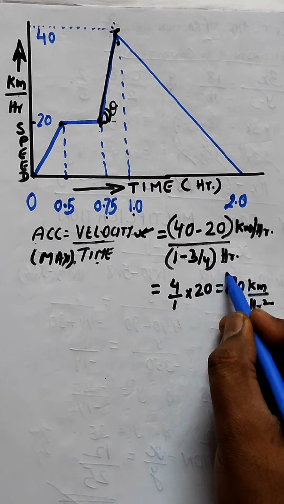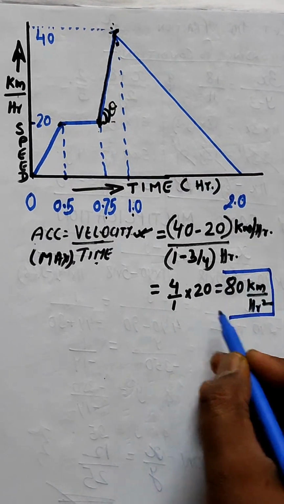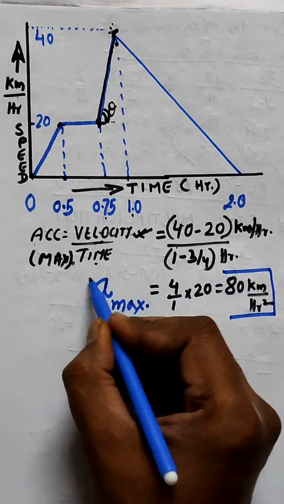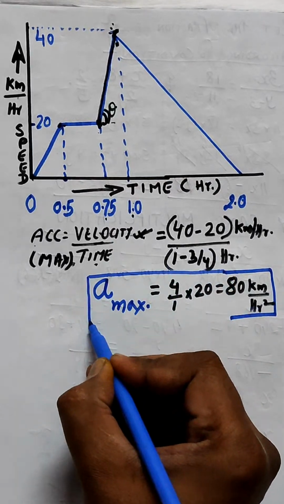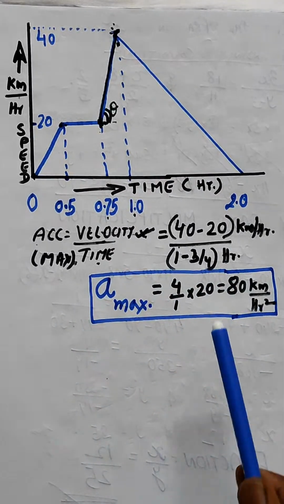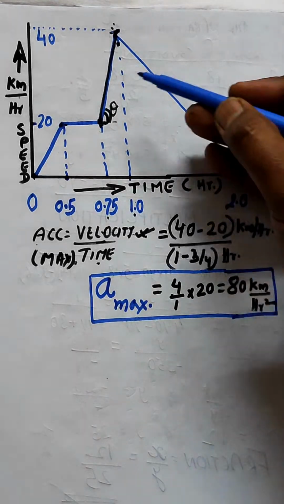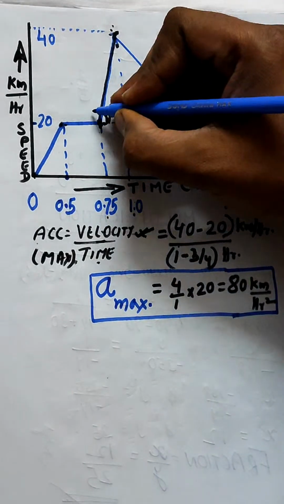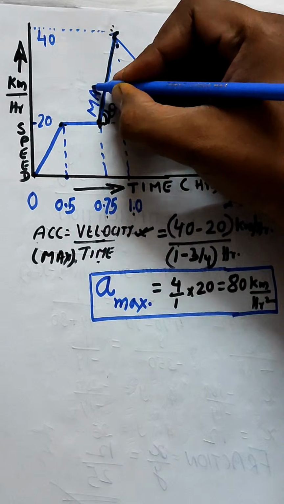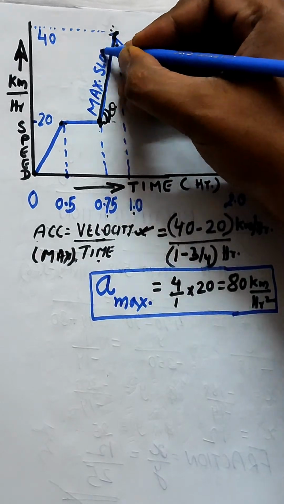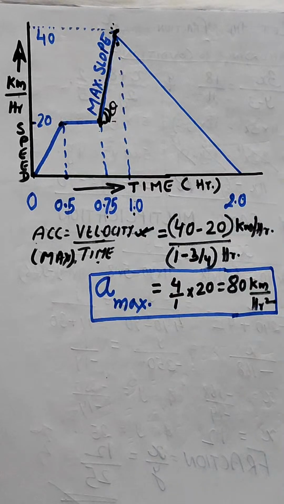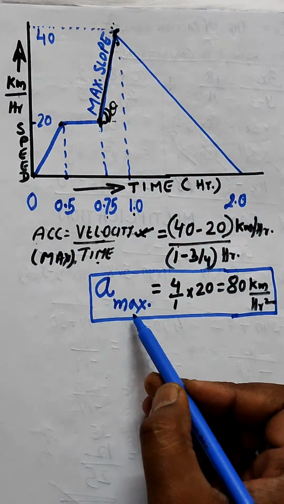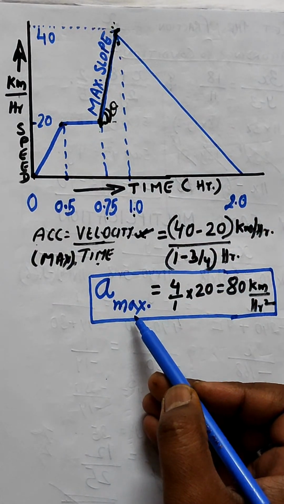This is the acceleration. 80 kilometer per hour acceleration is the maximum acceleration, right? So for any questions of such graphs, when this is asked, you need to see for maximum acceleration the maximum slope, right? Here this is the max slope, right? So since this is the maximum slope, this will give you the maximum acceleration, right?